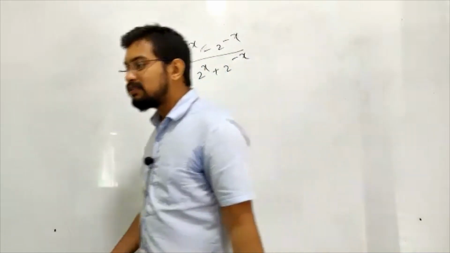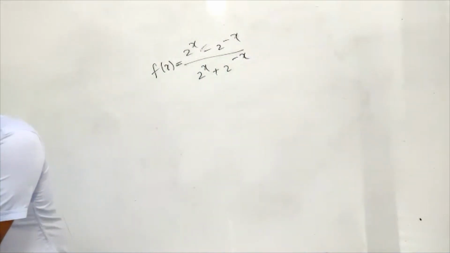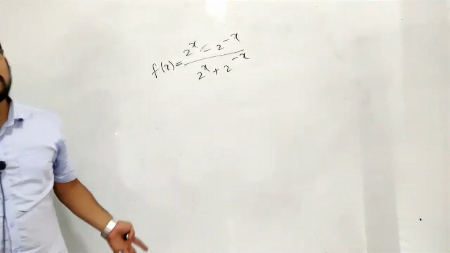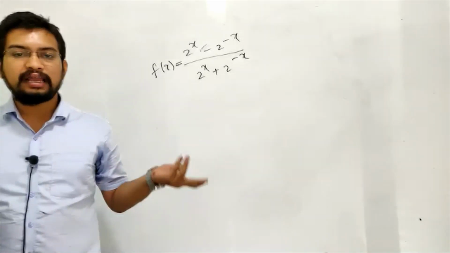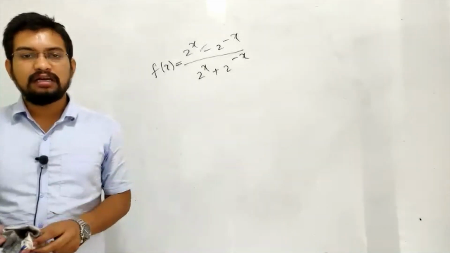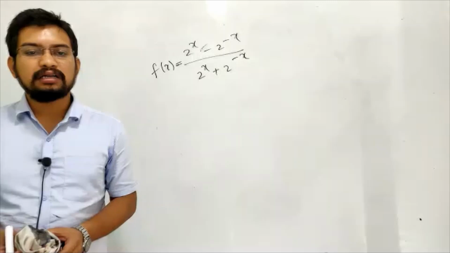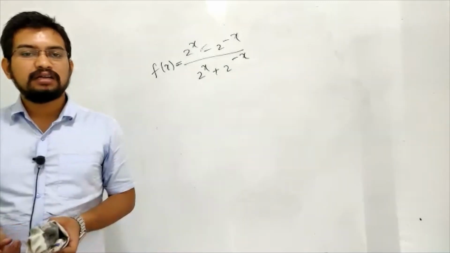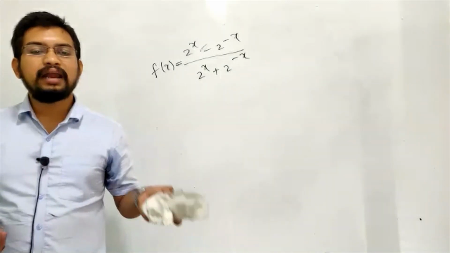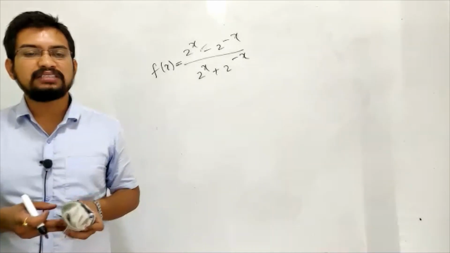Again, this is a simple straightforward problem. What you need to do? Denominator should not be equal to 0. There is no root there. So it's a very straightforward problem.